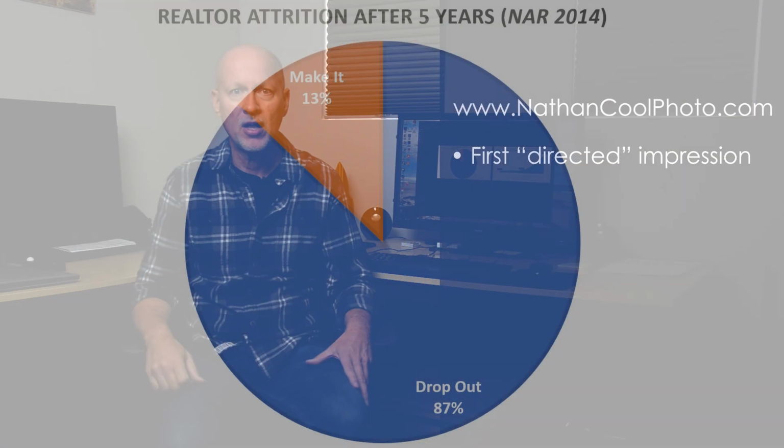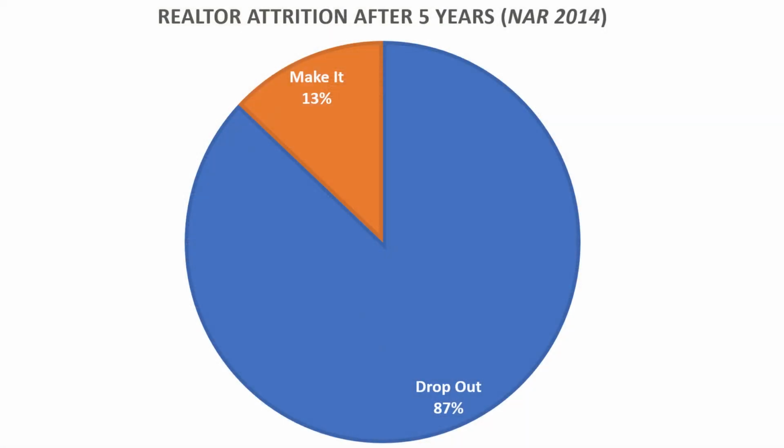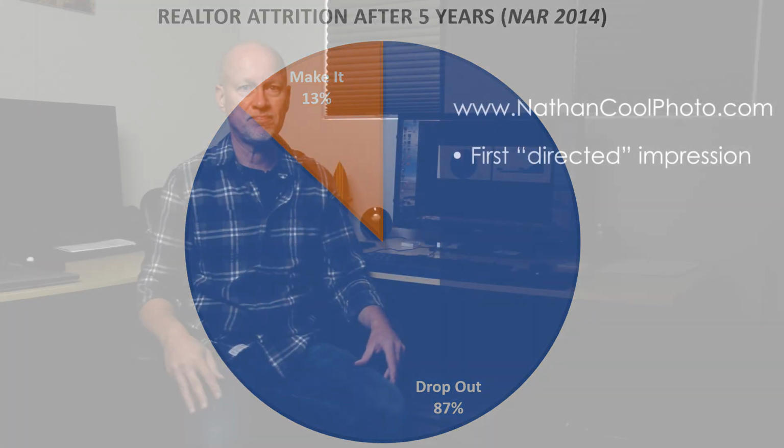Let's take a look at this first statistic. This first statistic is from the National Association of Realtors. It comes back in 2014. But the fact is that after 5 years, there's a huge dropout rate. Only about 13% of all realtors are still doing real estate after 5 years. 87% of them drop out during that 5 years. And there's a reason for that, because it is a very tough business.